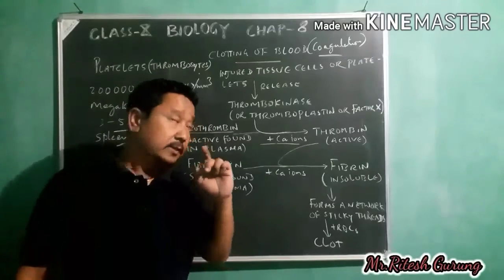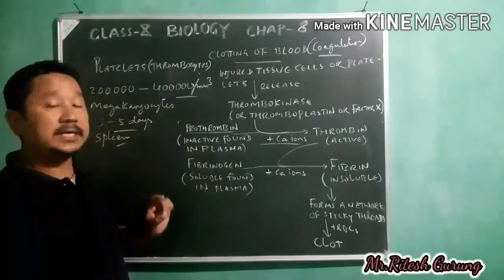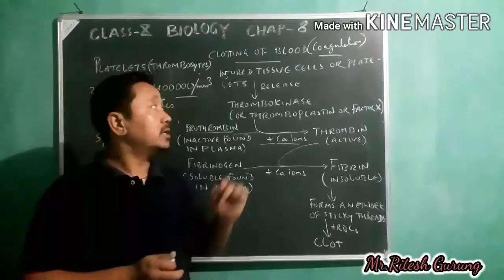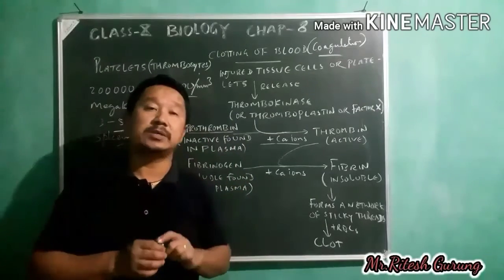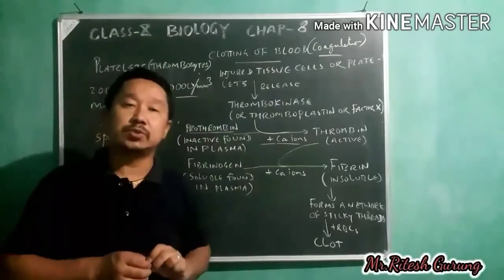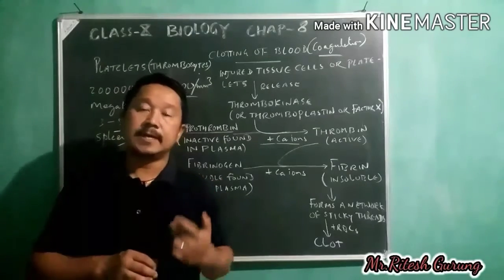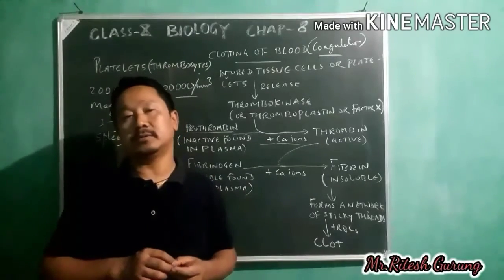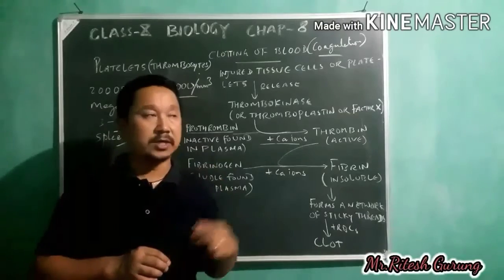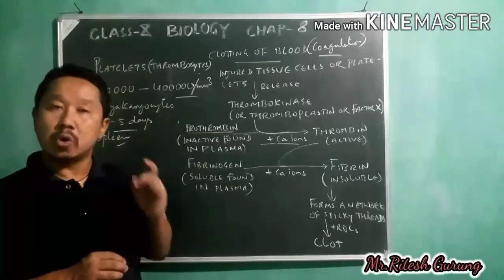Platelets initiate the blood clotting. That means the main function of these platelets is to initiate or help in the clotting of blood. Clotting of blood is also called coagulation of blood.